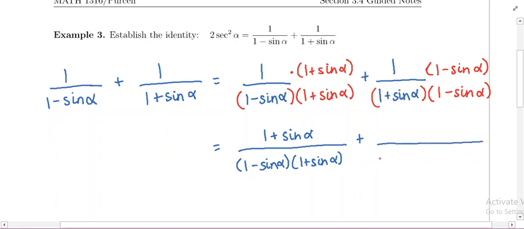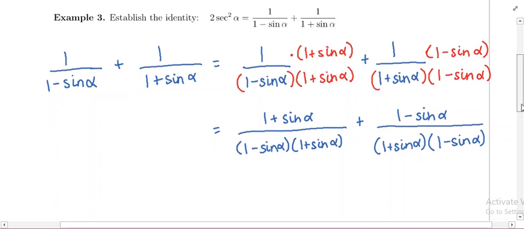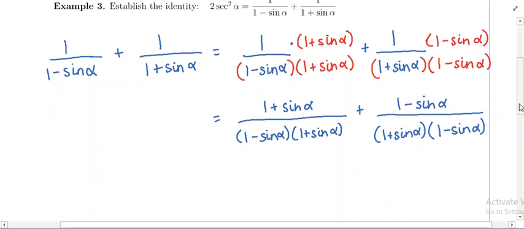And this stuff on the right, again, the denominators, I'm not going to FOIL them out. I'm just going to write them down as you see them. So the quantity 1 plus sine alpha times the quantity 1 minus the sine of alpha, and then I'll multiply the numerators. So 1 times 1 minus the sine of alpha is going to be 1 minus the sine of alpha, okay?